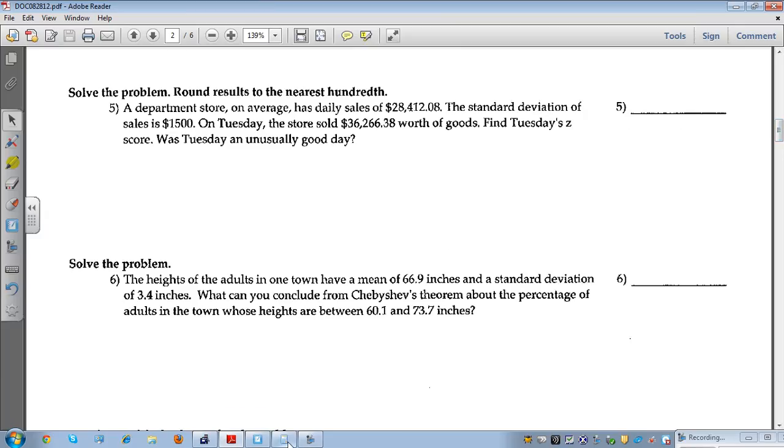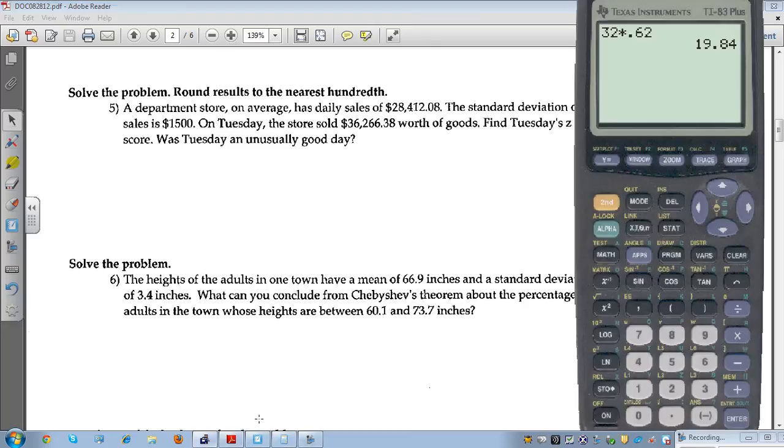Department store on average has a sales of $28,412.08. Standard deviation of 1,500. On Tuesday, they did $36,266.38. What's Tuesday's z-score? Is that an unusually good day? Well, let's use our calculator. I have an x of 36,266.38. I'm going to need to subtract the 28,412.08. So 7854.3 up on top, divide by the standard deviation of 1500.